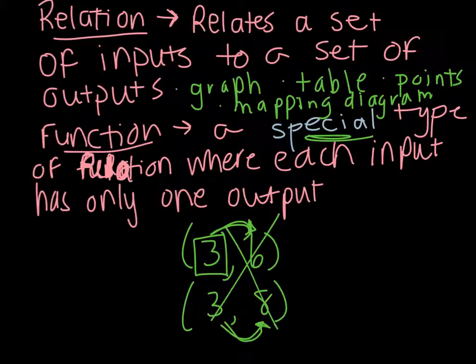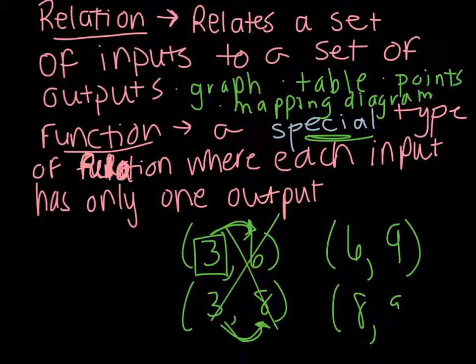So this would not be considered a function, because the input 3 has more than one output. Something important to note is that we're only talking about inputs. So if I have the point 6, 9 and the point 8, 9, this is actually totally okay, because we're only looking at the inputs. The inputs are both different, so it's okay that they have the same output. We're talking about each input only having one output.